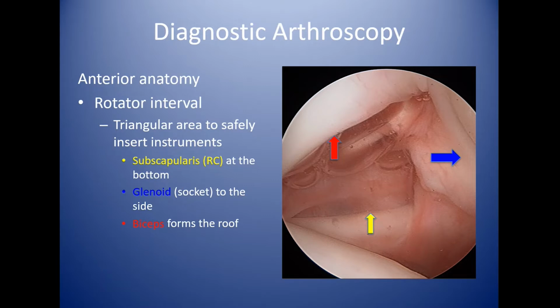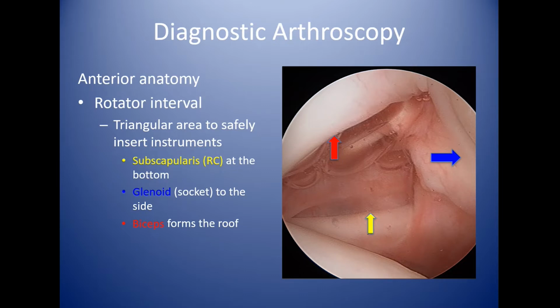The yellow arrow is pointing to the top edge of the front part of your rotator cuff called your subscapularis. The socket is on our right-hand side, just out of view where the blue arrow is pointing. And the red arrow is pointing to that long head of the biceps, which I told you comes in and attaches to the top of the labrum. And that sort of creates a little triangle area called the rotator interval. And that's where we'll put instruments into the shoulder and not worry about damaging those structures that are around it.